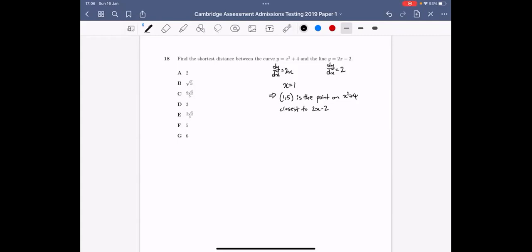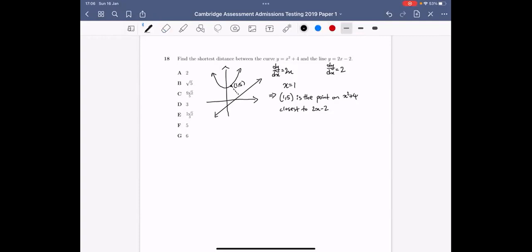So you sketch something like this, and then 2x minus 2. I'm guessing this point here, 1, 5, is the closest to this line here. But look at the dotted line. That means you have to find the perpendicular.